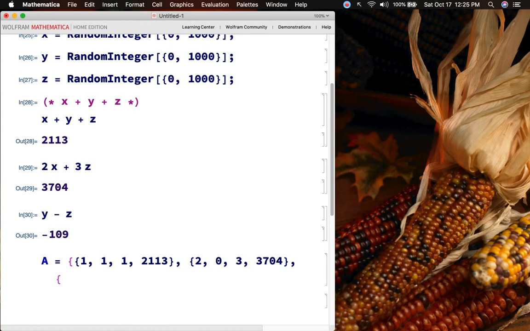And then finally, look at the last equation, y minus z. There is no x. The coefficient of y is 1. The coefficient of z is negative 1. And the sum is negative 109.